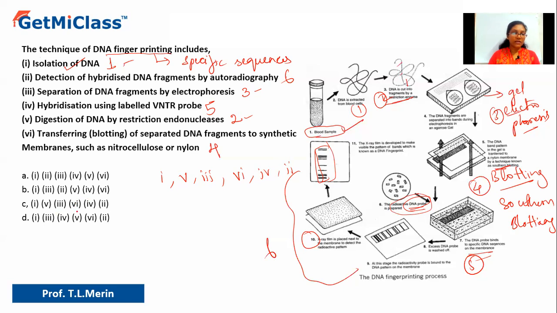Where is 1, 5, 3, 6, 4, 2? Option A says 1, 2, so it is wrong. Option B says 1, 3, 2, which is again wrong because we have 1, 5 initially. Option C says 1, 5, 3, 6, 4, 2. This is absolutely right. Option D says 1, 3, 4, 5, 6, 2, which is again wrong. So which is the correct answer? The answer is option C.